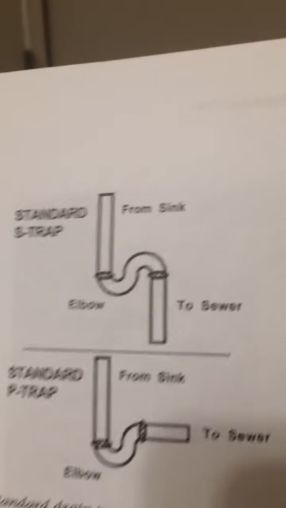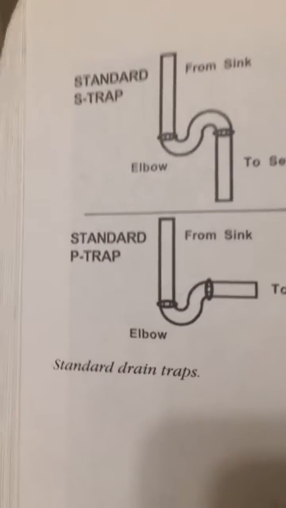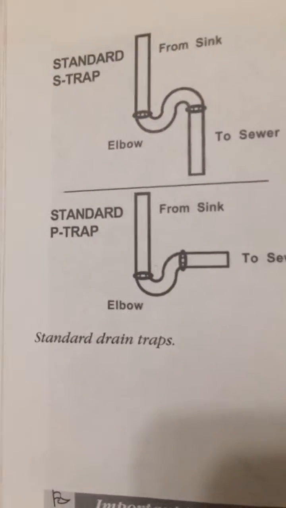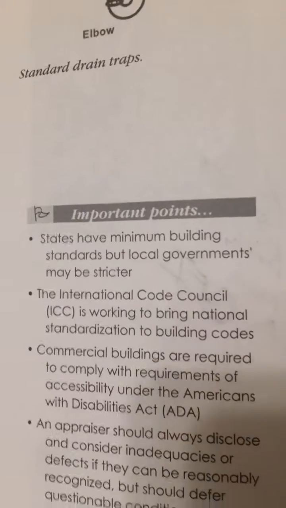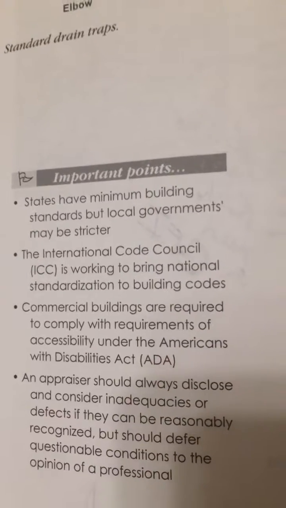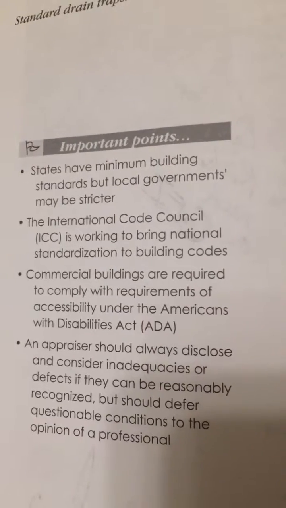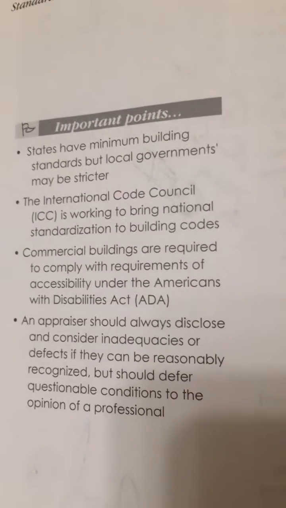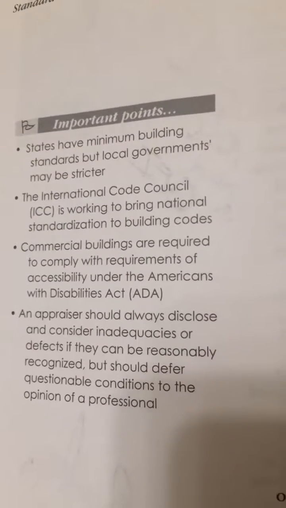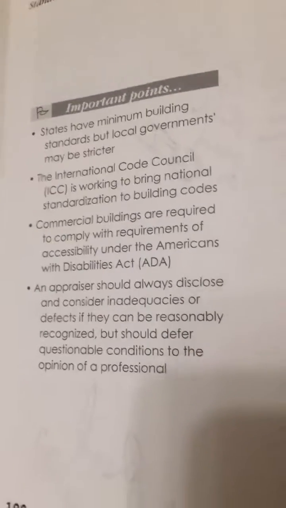Standard S-trap from the sink, elbow to sewer. Standard P-trap from sink, elbow to sewer. Standard drain traps. Important points. States have minimum building standards, but local governments may be stricter. The International Code Council, ICC, is working to bring national standardization to building codes. Commercial buildings are required to comply with requirements of accessibility under the Americans with Disabilities Act, ADA.